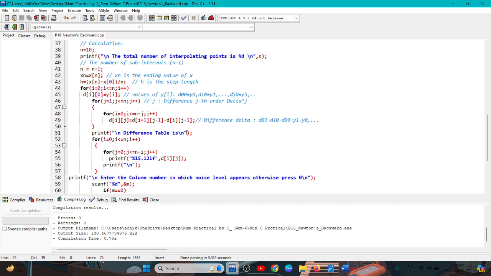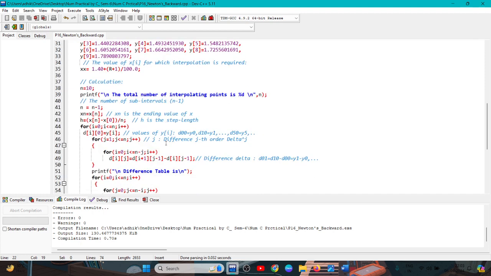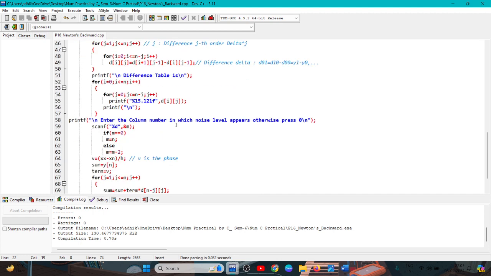And print the difference table, with i equal to 0 and j equal to 0 to n minus i. This format is %15.1lf. lf is the floating representation, the double type variable. So here we use the floating type representation lf.